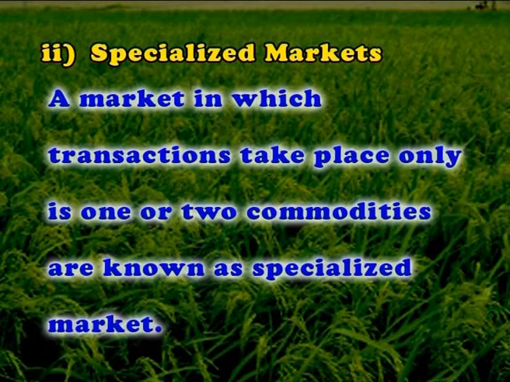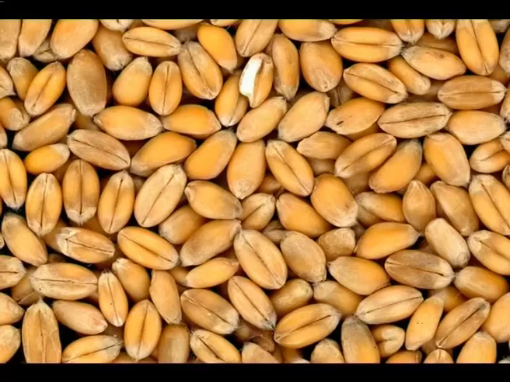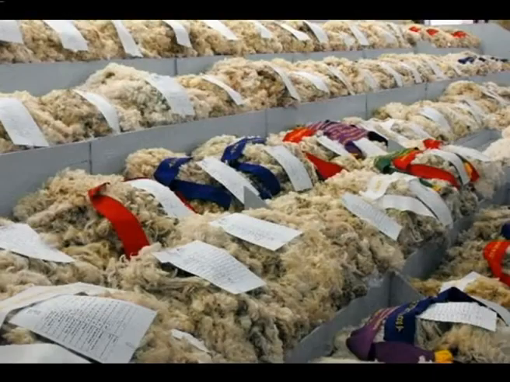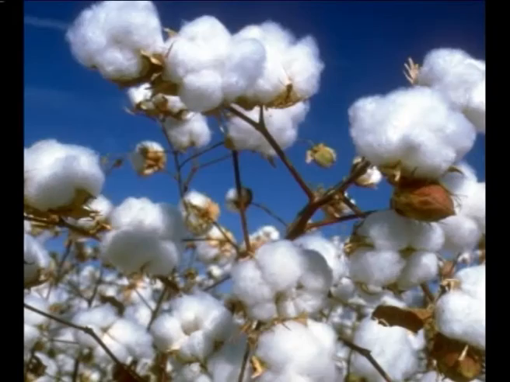Next is the specialized markets. A market in which transactions take place in only one or two commodities is known as a specialized market. For every group of commodities, separate markets exist. Examples are food grain markets, vegetable markets, wool market and cotton market.